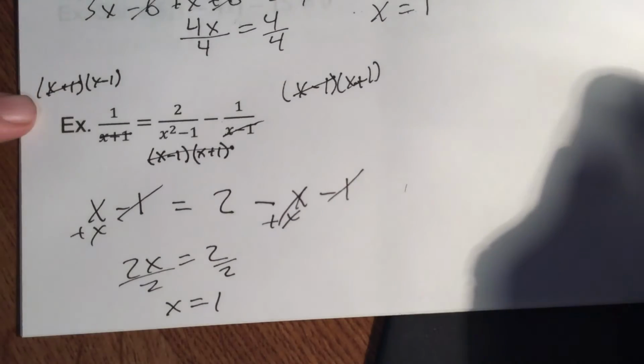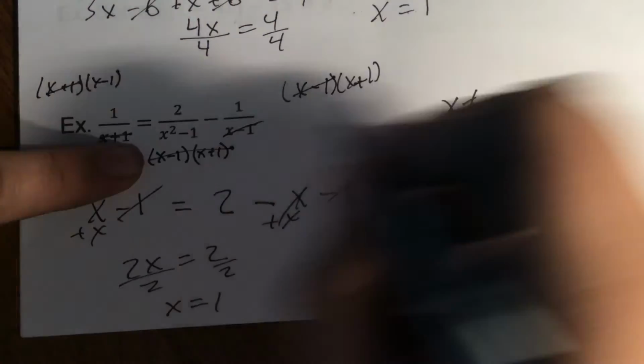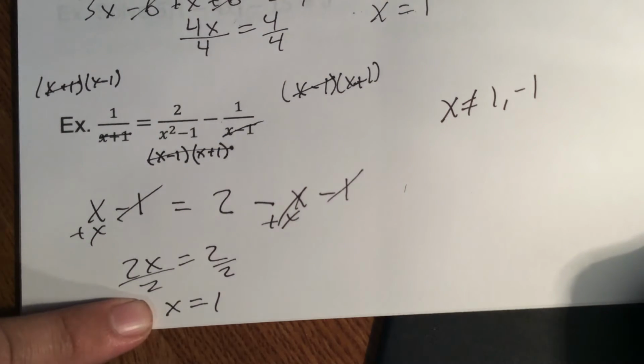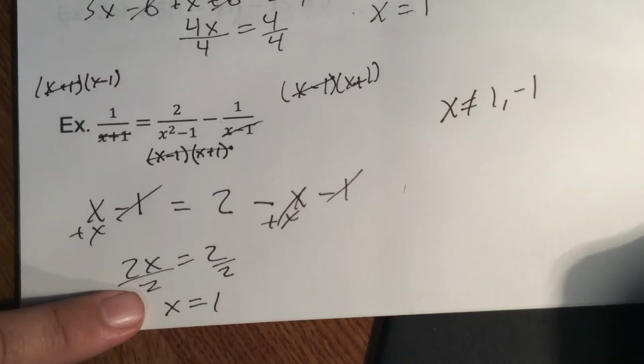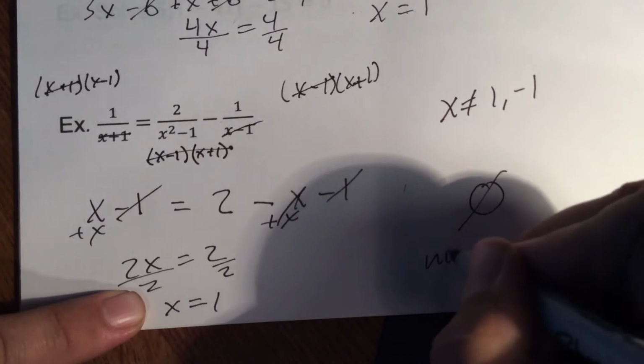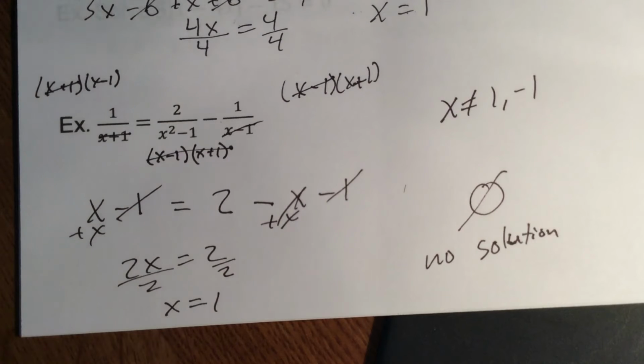Now again, if we think back to those exclusions, what x cannot be, well, x could not be 1 or negative 1. Well, we got 1. So in this case, even though we got a solution, it can't be that, or it'll cause problems. So that's where this one's a no solution. So that's something you always have to keep in mind when you're working with rational equations.